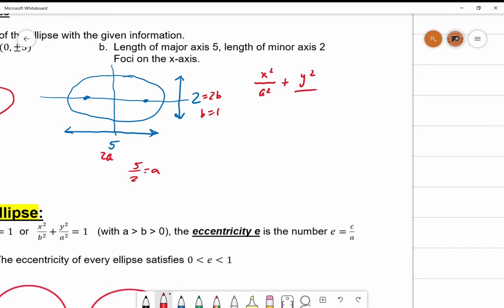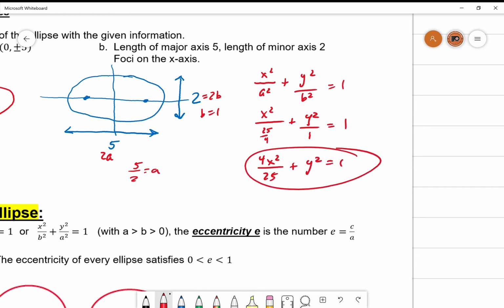So a squared is going to go underneath our x value. And fill in the pieces. A squared is 25 fourths. And b squared is still just a plain old 1. Multiply by the reciprocal, we get 4x squared over 25 plus y squared equals 1.